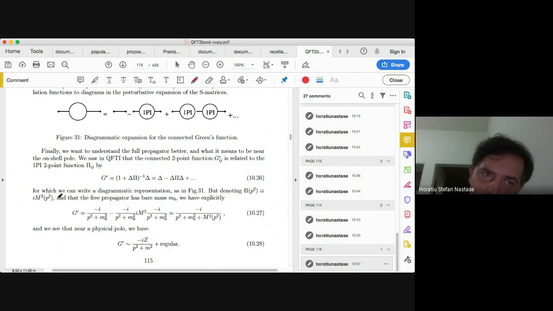Pi, I've called it capital M squared, and I left the i in the numerator. So it's minus i over, this is the inverse propagator, p squared plus m0 squared, plus, and now this term is capital M squared. But this is a function of p, of momentum. So even though I called it capital M squared, it is still a function of p squared.